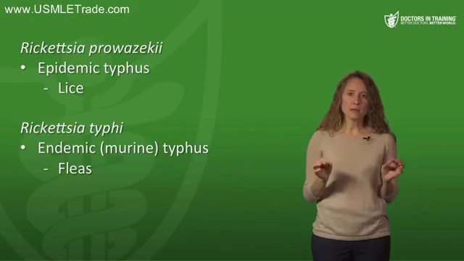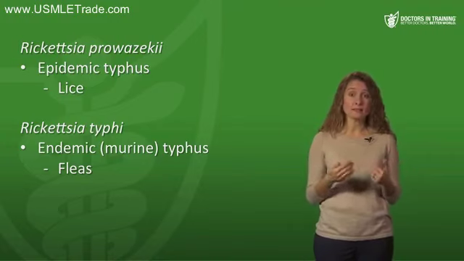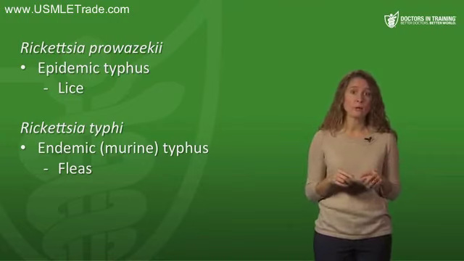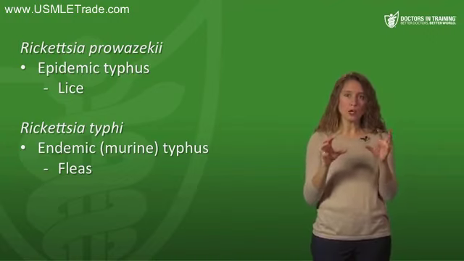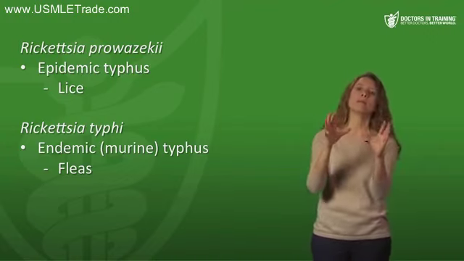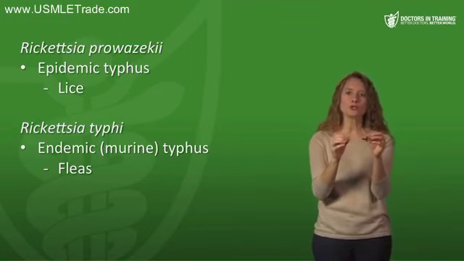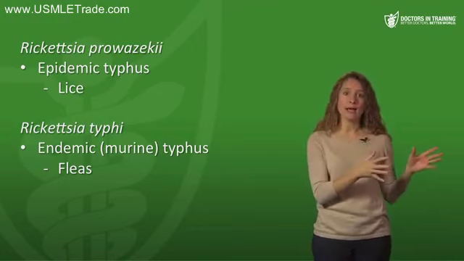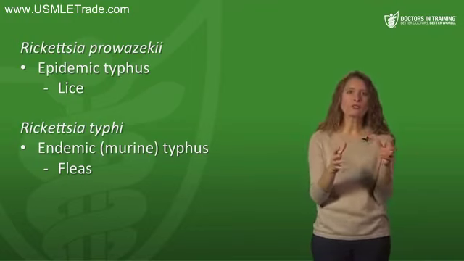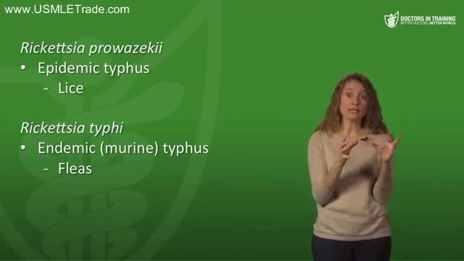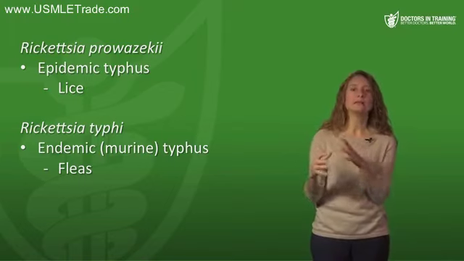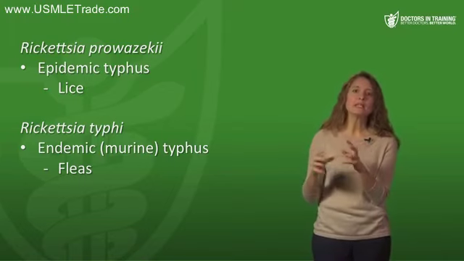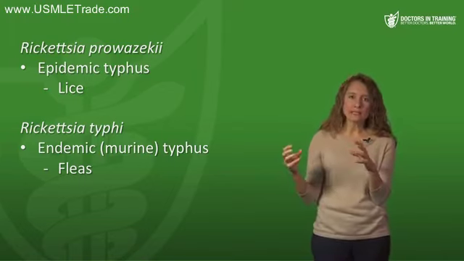We have some hot spots of murine typhus in Texas, and I end up seeing quite a few of these cases every summer. There's a couple of ways that you can try to remember these two organisms and separate them in your brain. It might help you to remember that there are two I's in Prowazekii and in epidemic, and also the I sound in Prowazekii sounds like the I sound in lice. Likewise, the E sound in typhi sounds like the E sound in fleas.